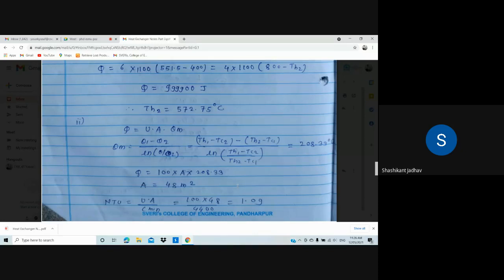So do the calculation by yourself, all of you do the calculation for the LMTD, that is theta m, and put that answer of theta m into the chat box.